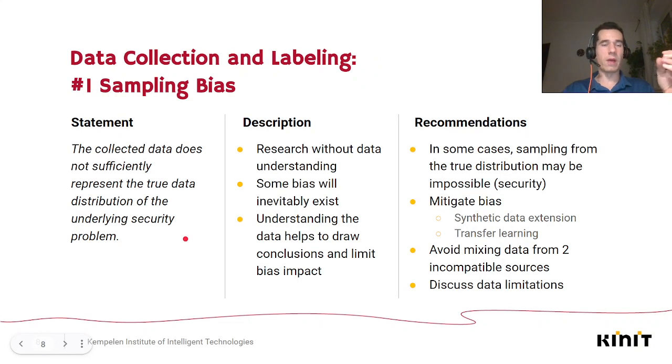So, pitfall number 1, as I said, is sampling bias. What does sampling bias mean? Basically, that the collected data does not sufficiently represent the true data distribution of the underlying security problem. We collect samples which are not representative, and our model can learn something else or cannot learn the problem as a whole. We will see this in a picture on the next slide.